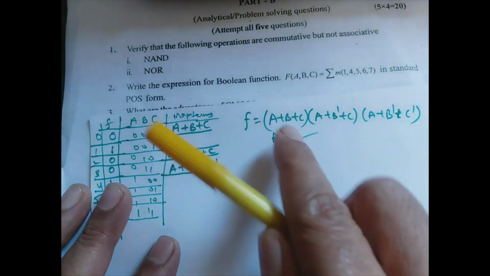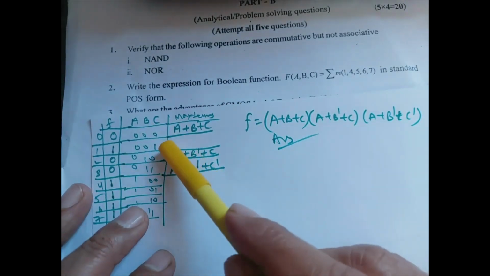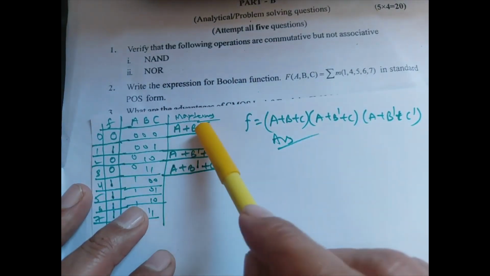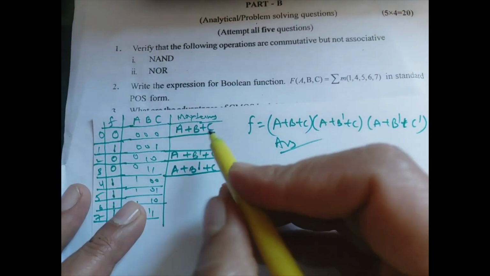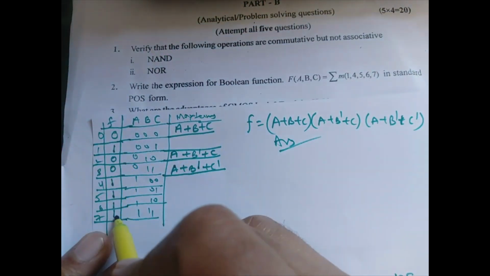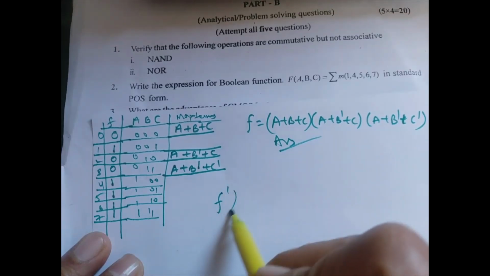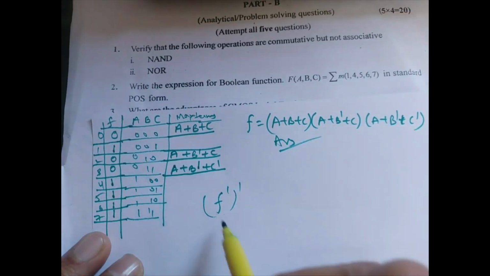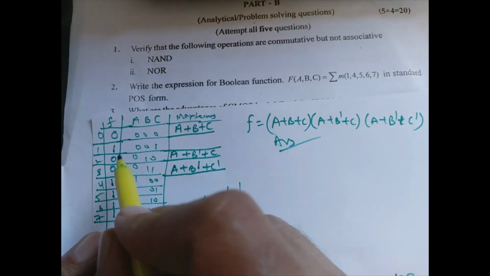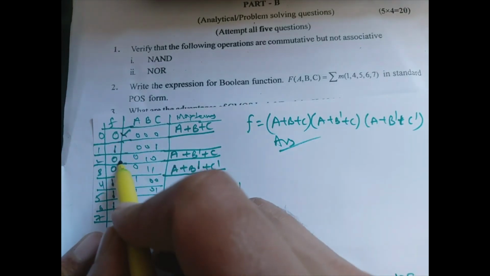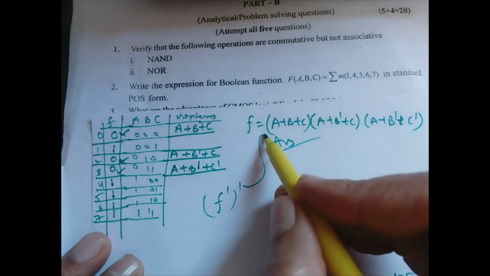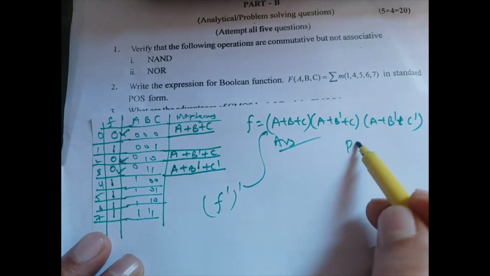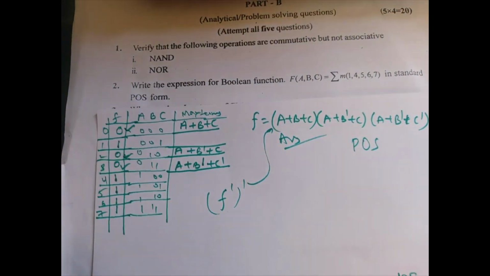You can just quote a sample answer like this: that max terms are written like this and the function is this, the function's complement is this part, these terms, and the complement of that is this, and this is the product of sums representation.